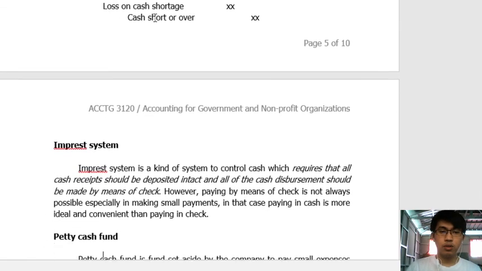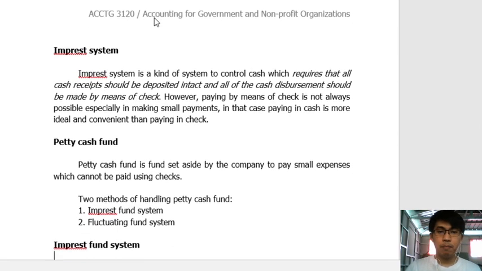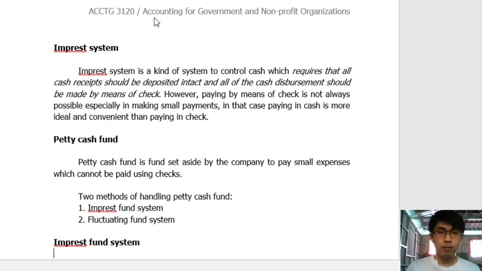Okay, now let's go with the Imprest system. Ano ba itong Imprest system? Imprest system is a kind of system to control cash which requires that all cash receipts should be deposited intact and all of the cash disbursements should be made by means of check. However, paying by means of check is not always possible. So anong sinasabi under the Imprest system?